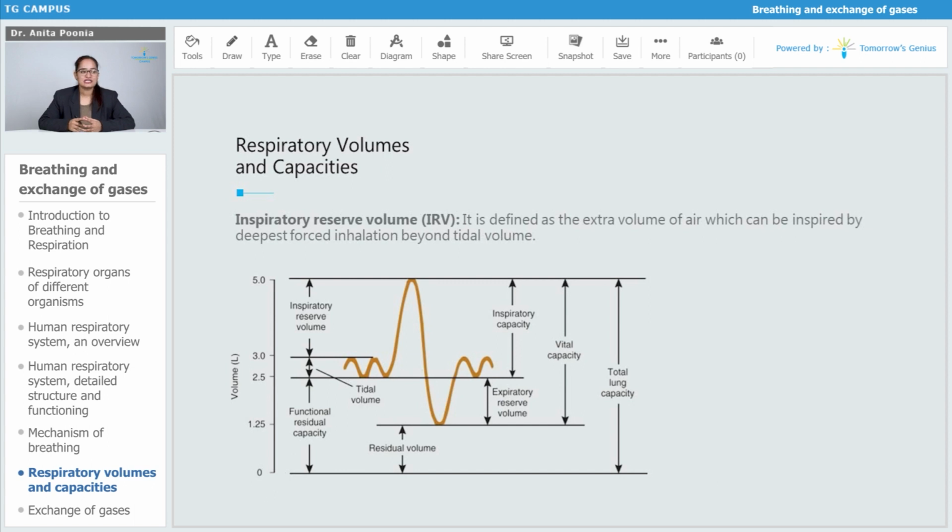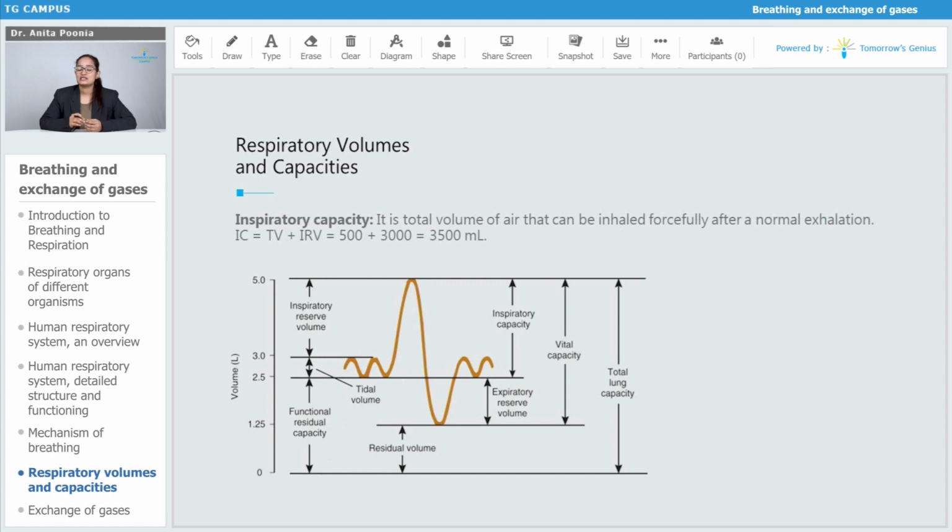Now talking about the inspiratory reserve volume, IRV, it is defined as the extra volume of the air which can be inspired by the deepest forced inhalation beyond the tidal volume. Inspiratory reserve volume, the IRV, is also known as the complemental air volume and is about 3000 ml.